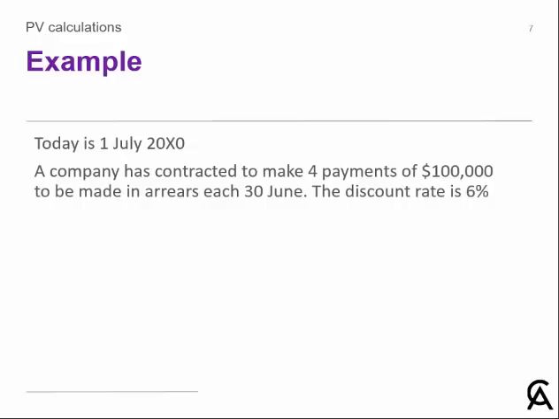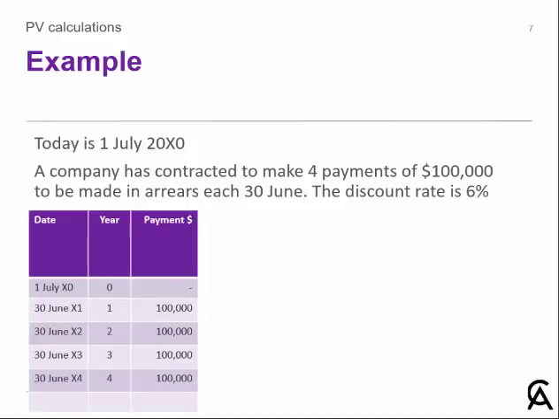Let's say that today is 1 July 20X0 and a company has contracted to make 4 payments of $100,000 and they're to be made in arrears each 30 June. The discount rate that I'm using is 6%.